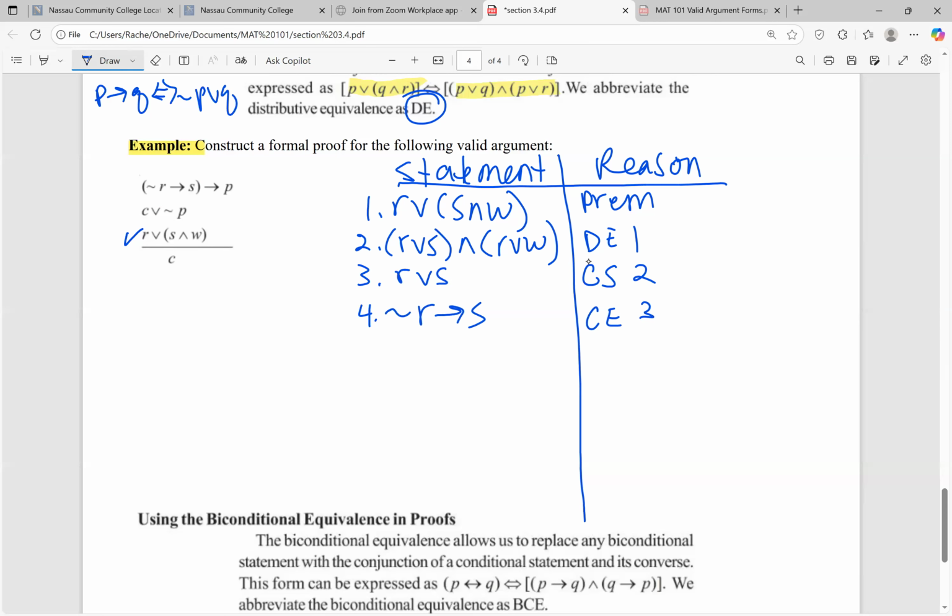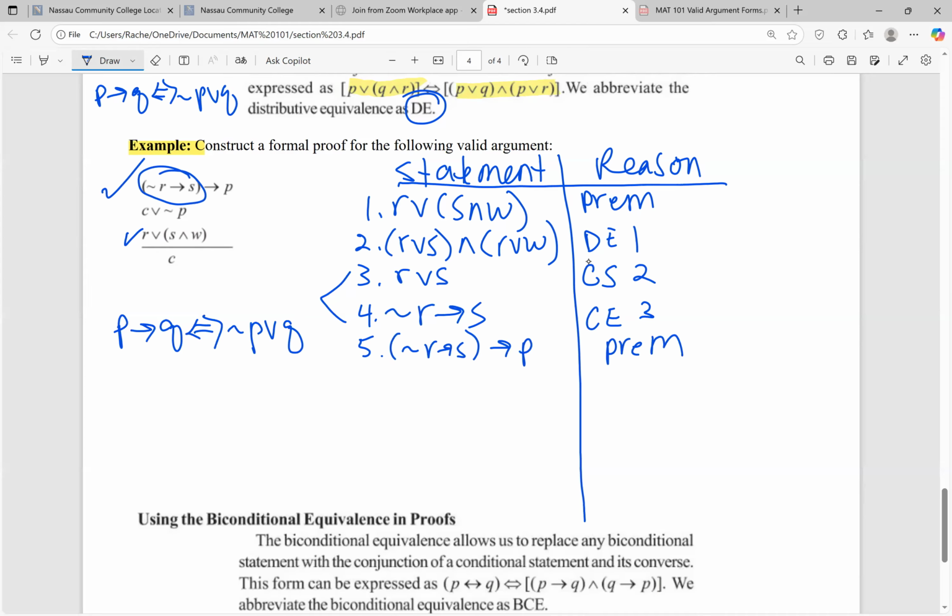Remember your conditional equivalence, if we have, I'll write it down here, P implies Q, right? That's equivalent to not P or Q. So I'm just applying that to 3 and 4. And now statement 4 is the left-hand side of that first premise, right? So I'm going to list the first premise. So I have not R implies S implies P, right? That's a premise.